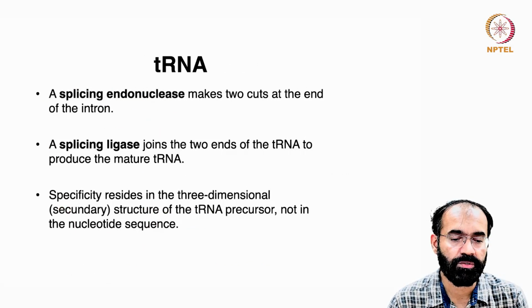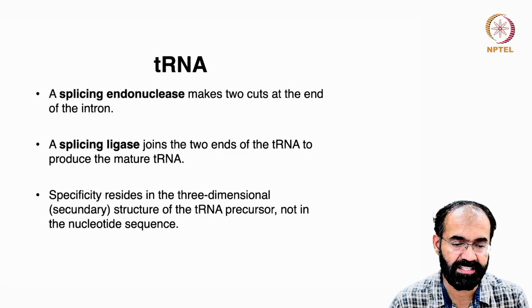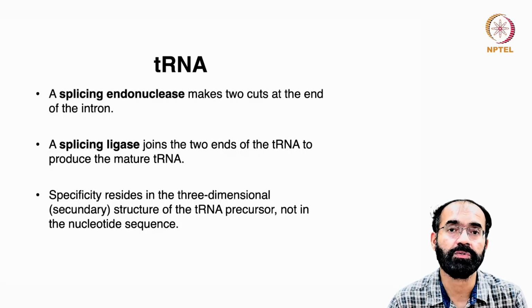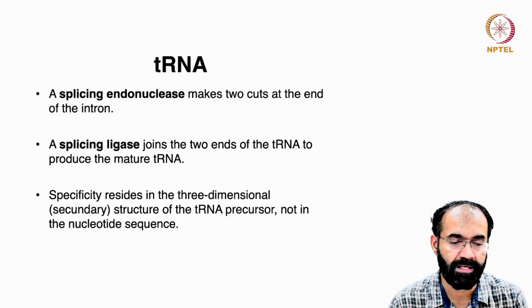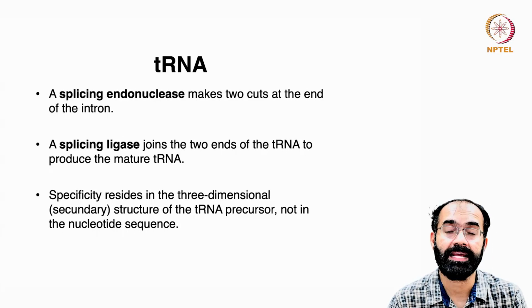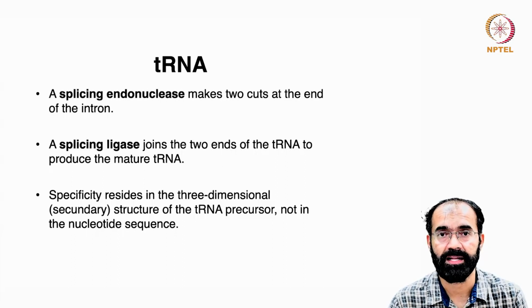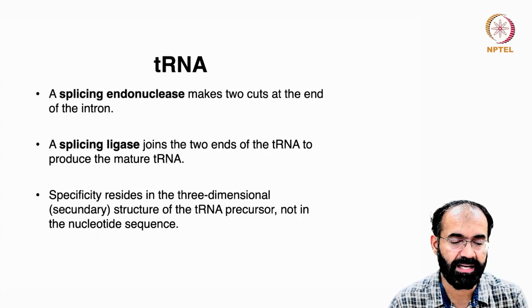Let us look into tRNA, which is an important molecule; we know it is an essential molecule for protein translation. A splicing endonuclease makes 2 cuts at the ends of the intron. As we know, tRNA also comes in a pre-tRNA form that contains an intron. Now, an endonuclease cuts on both ends of the unwanted portion, the so-called intronic portion. Then a splicing ligase joins the 2 ends of that tRNA to produce mature tRNA. This is how the maturation of tRNA normally works.